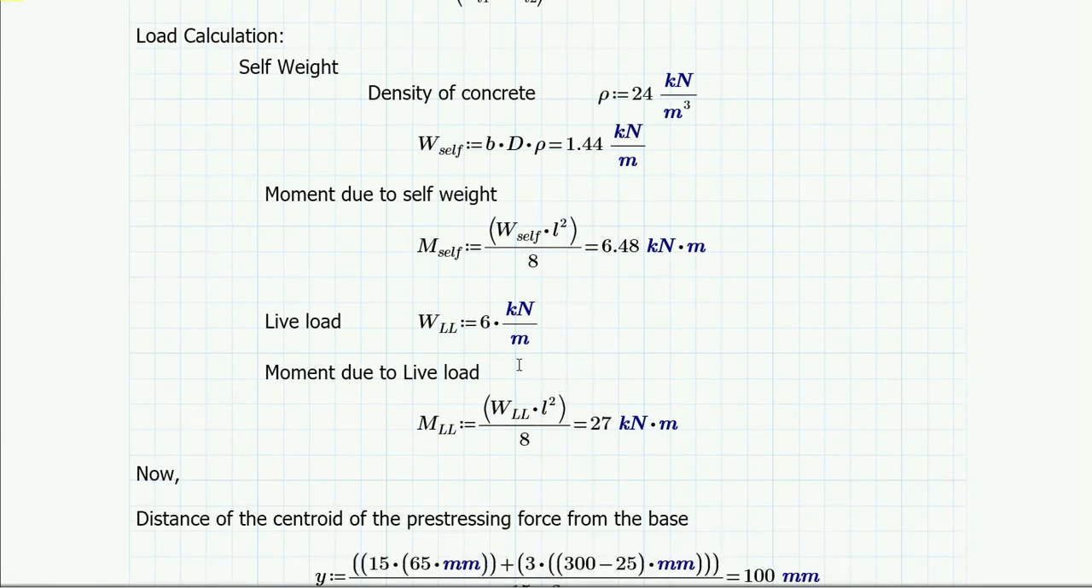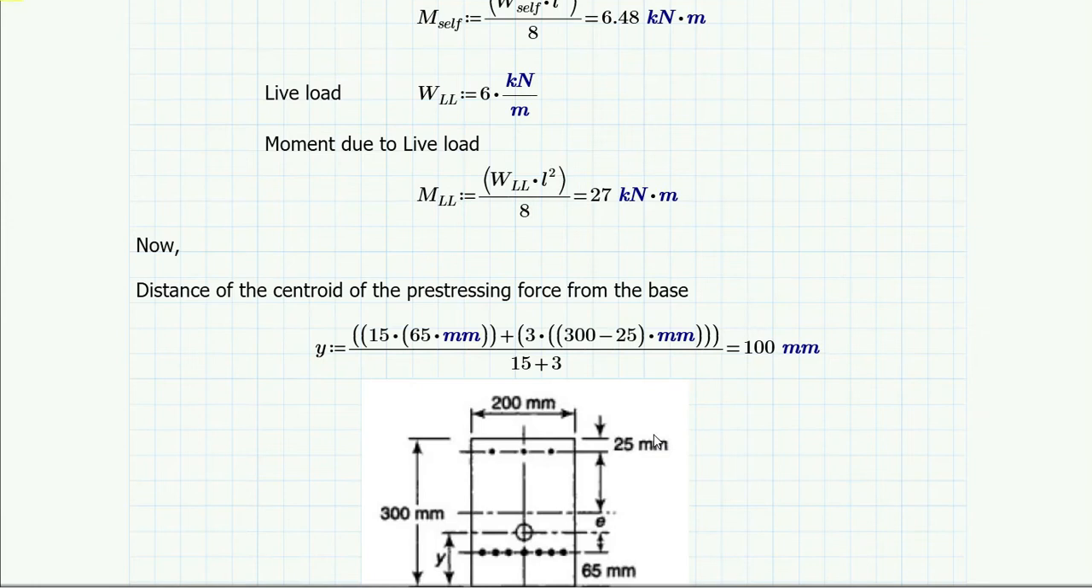As well as we also have live load, which is 6 kilonewton per meter, and correspondingly we can find out the moment due to the live load, which is 27 kilonewton meter.